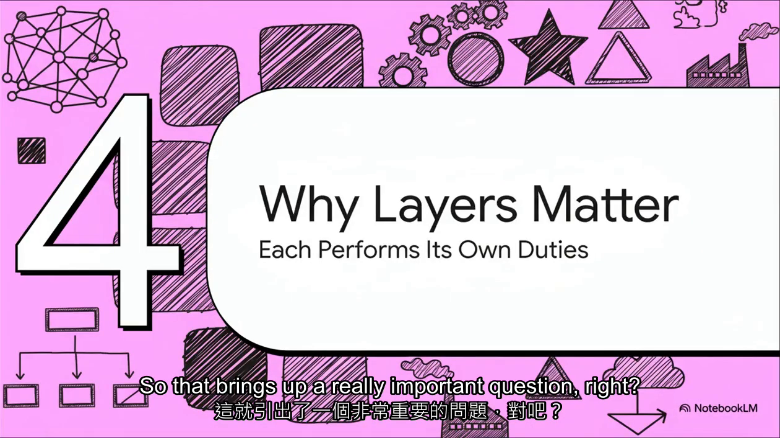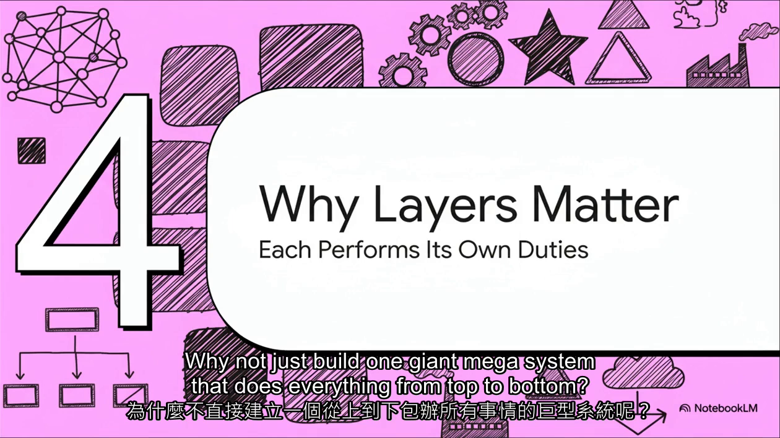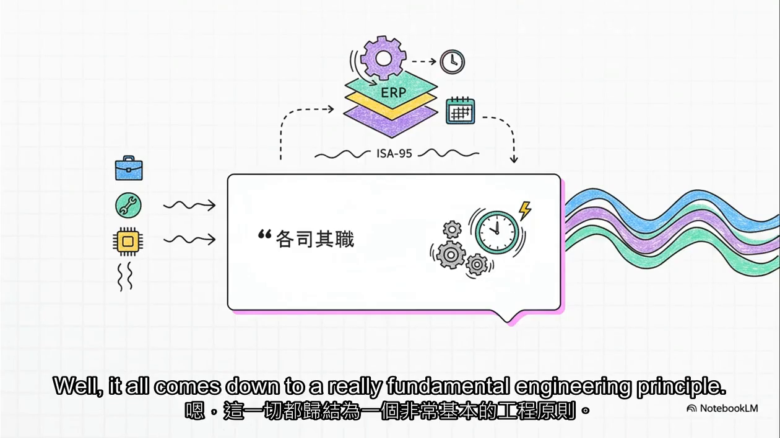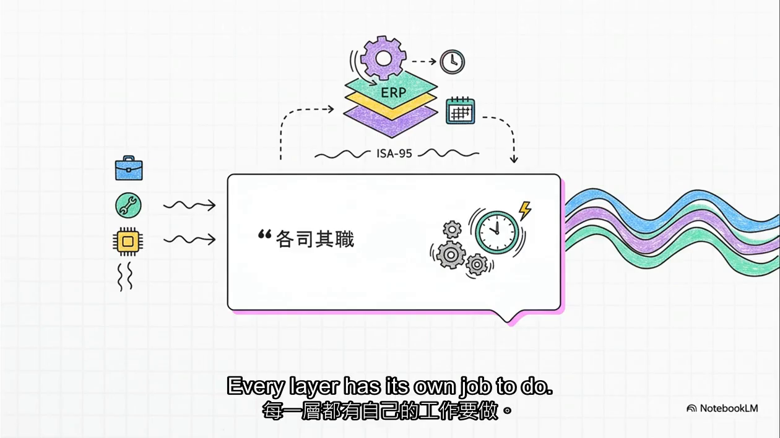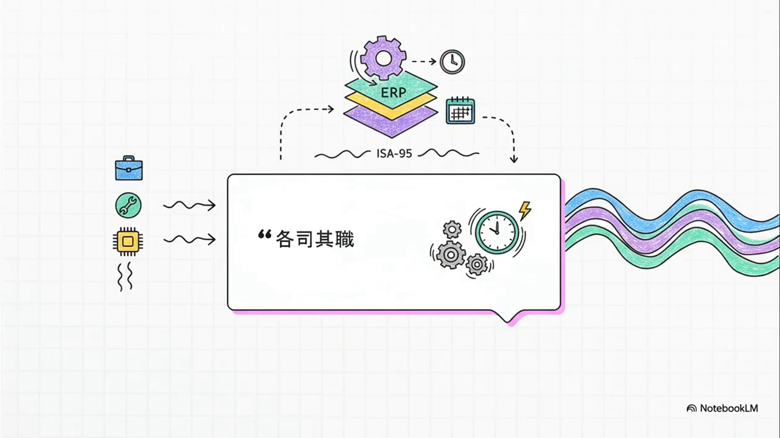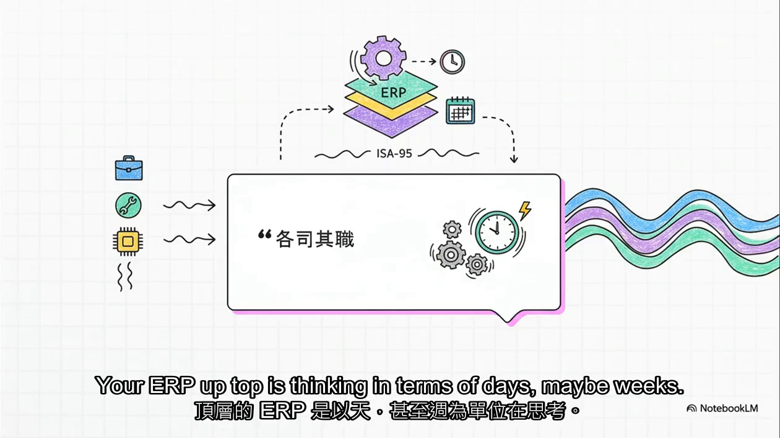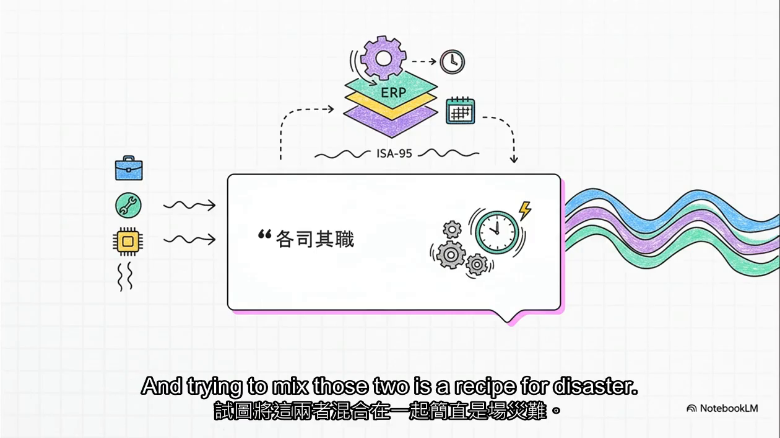So that brings up a really important question, right? Why go through all this trouble? Why have 5 separate layers? Why not just build one giant mega system that does everything from top to bottom? Well, it all comes down to a really fundamental engineering principle. Each layer performs its own duties. Every layer has its own job to do. And maybe even more important, each layer operates at a totally different speed. Your ERP up top is thinking in terms of days, maybe weeks. The machine controllers at the bottom, they're thinking in milliseconds. And trying to mix those two is a recipe for disaster.